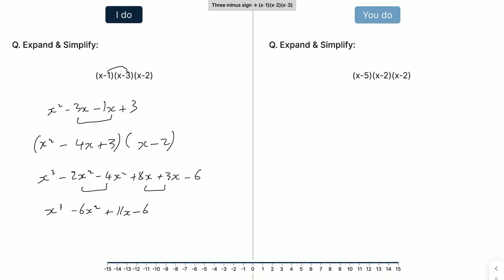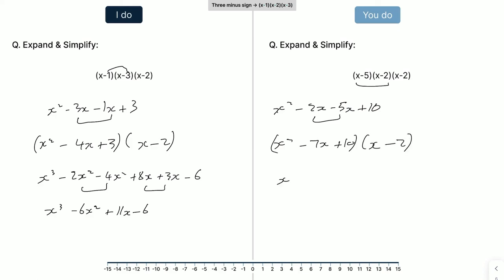Again, press pause and I've got an example on the right. Firstly, we're going to expand these two out. So that is going to become x squared minus 2x minus 5x plus 10. Oh, I've drawn the brackets on too early there. Then we're going to collect the like terms, and that is x squared minus 7x plus 10. And we're going to bring that other bracket down, so that's x minus 2.